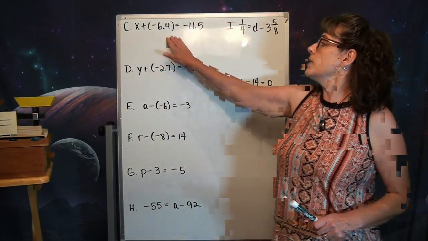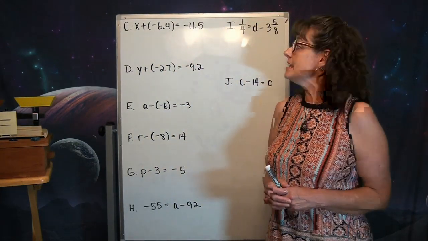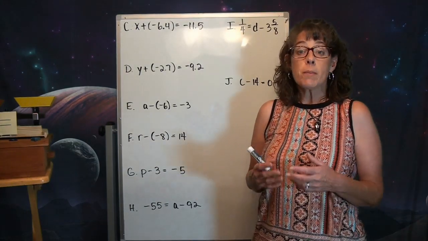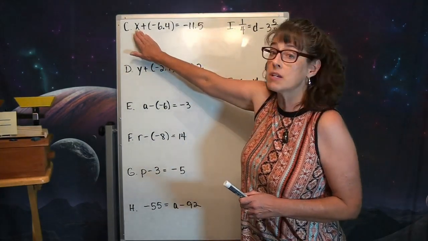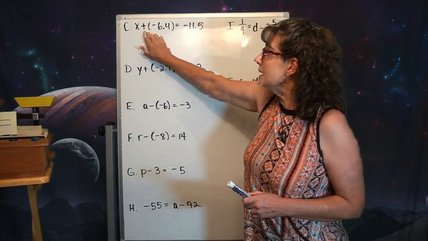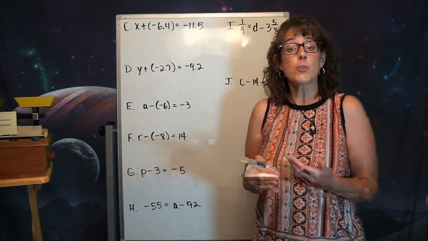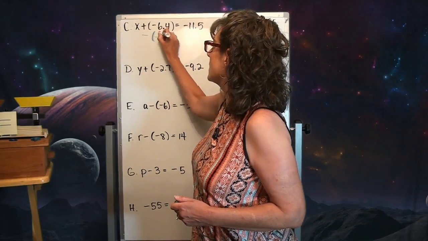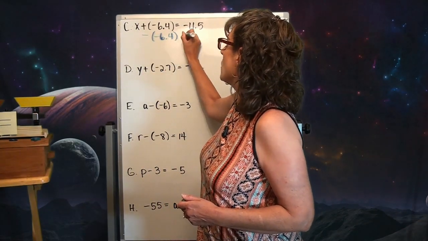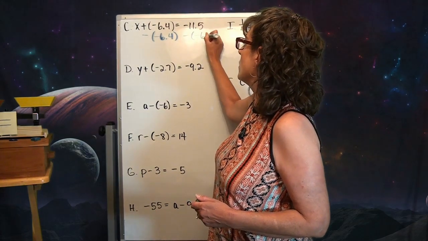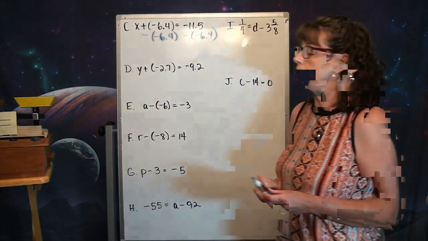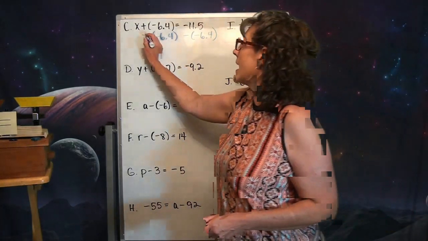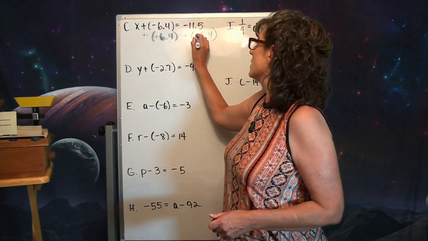Okay, so in this one it says x plus a negative 6.4 equals a negative 11.5. So I'm going to ask myself, what has already been done to that variable? I've already added a negative 6.4, so I have to do the opposite. And the opposite would be to subtract a negative 6.4. So I'm going to subtract that negative 6.4 on both sides of that equal sign, remembering that subtracting a negative is really adding a positive.